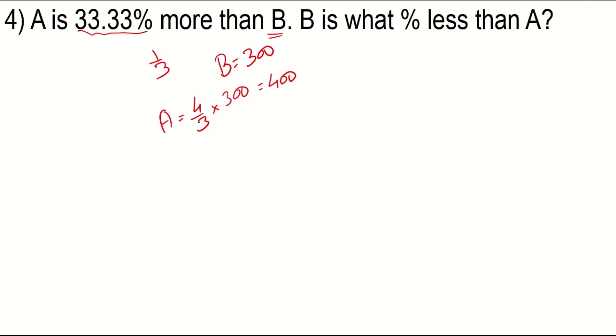B 300, A 400. A is 33.33% more than B. Question is B is what percent less than A? So it has to be A minus B divided by A into 100. So 400 minus 300, 100 over 400. 1 by 4, 100 over 400. It's 1 by 4 and 1 by 4 is 25%.